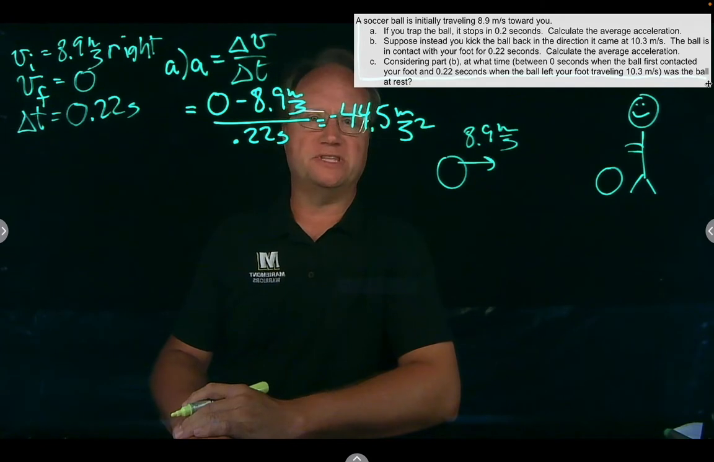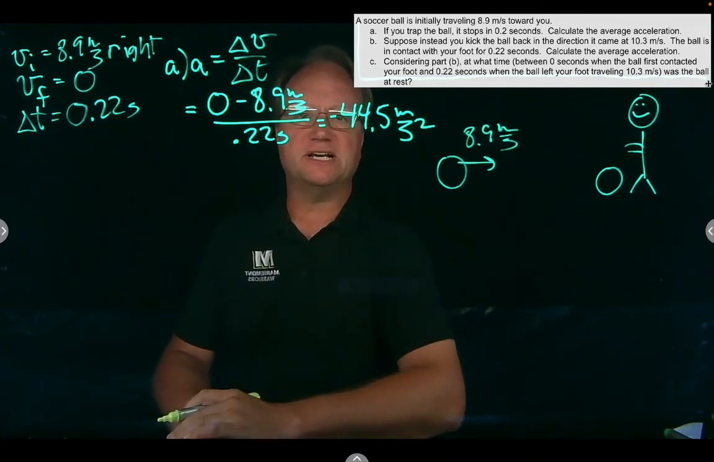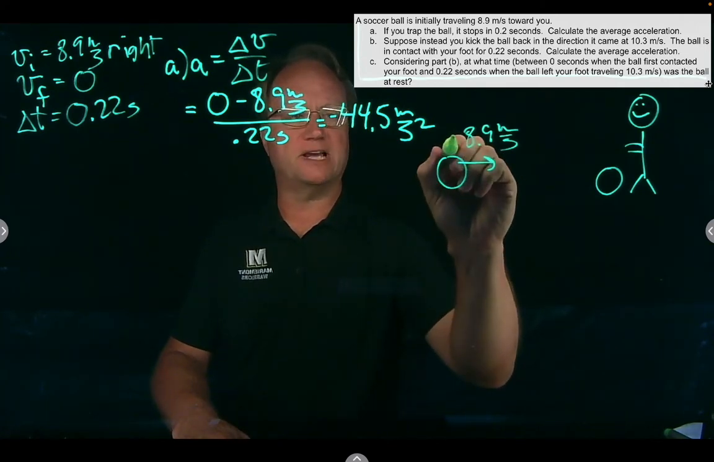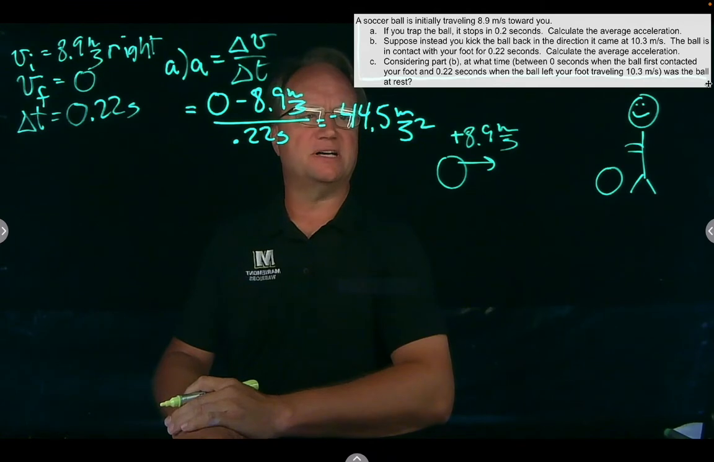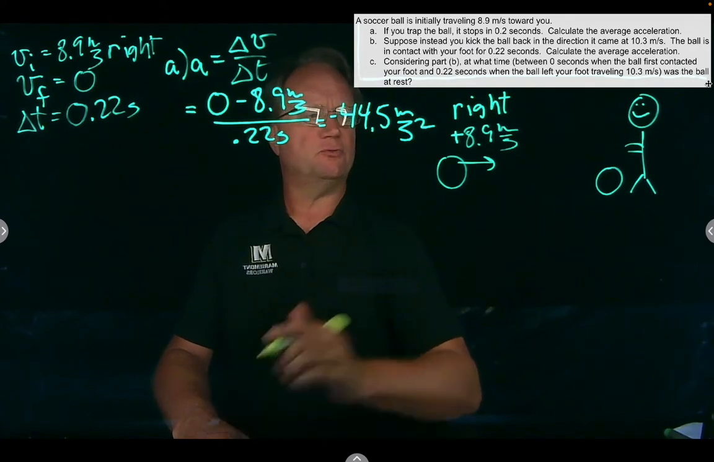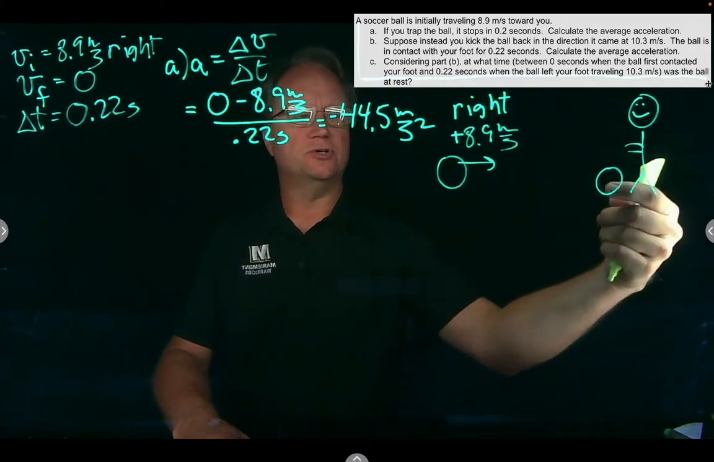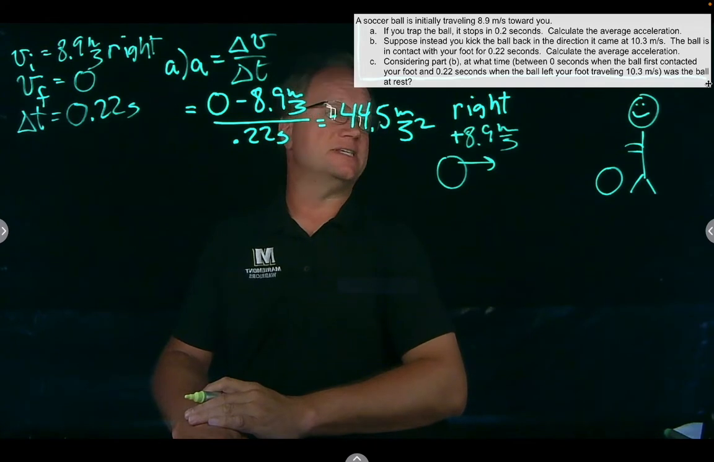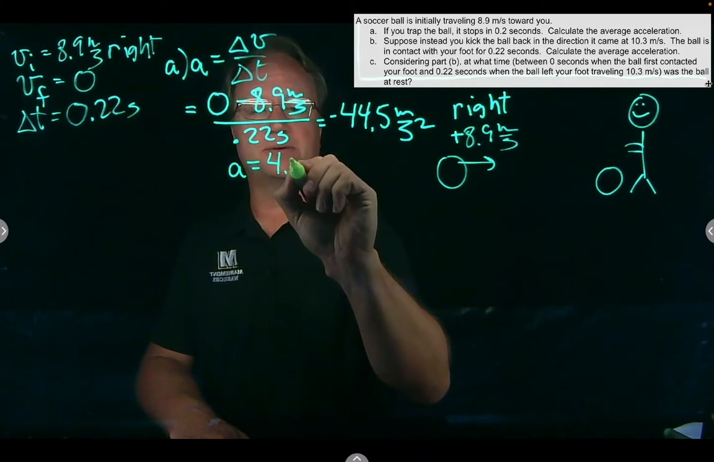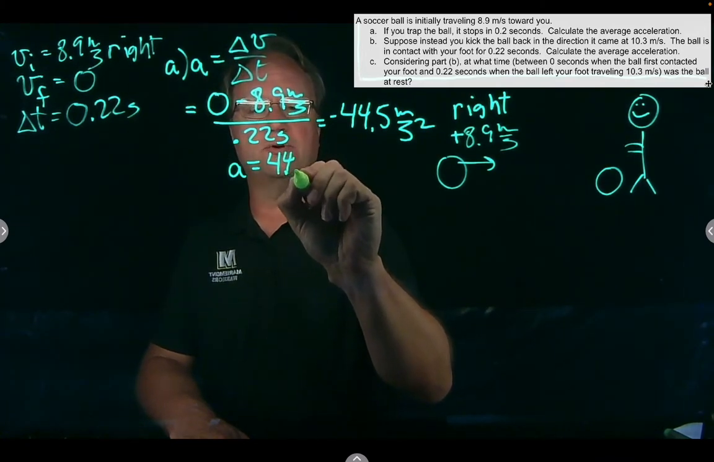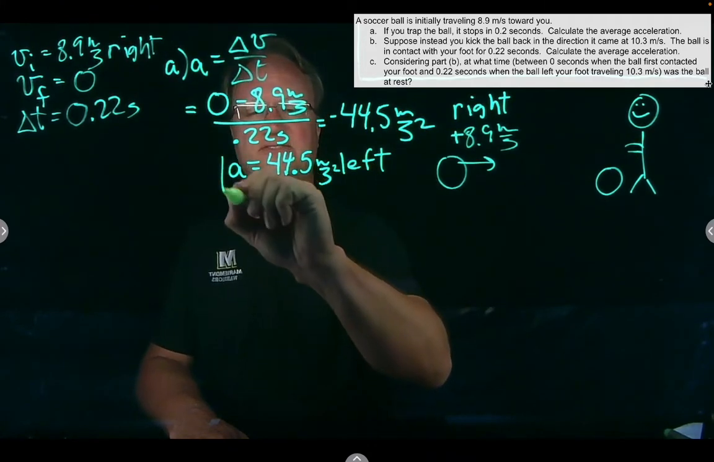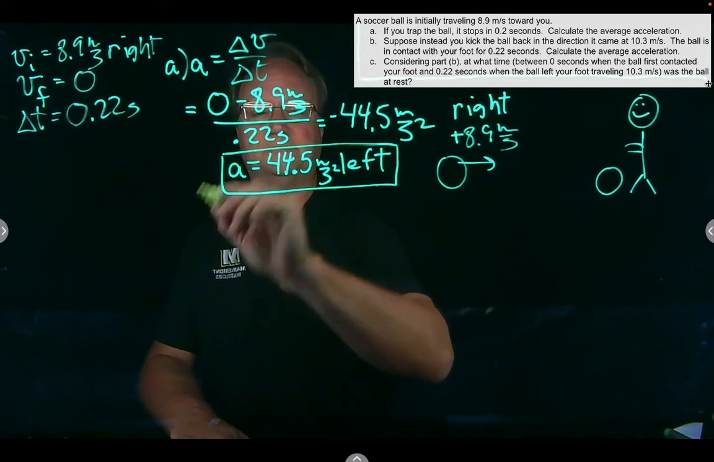Now we have to interpret that negative. Positives and negatives mean different signs. And so when we started out, we had the ball traveling to the right, and we use that value as a positive. So positive values would indicate to the right. If we're stopping the ball, we have to go against the velocity, so the acceleration would be a negative. So that negative means left. So then properly stating our answer, 44.5 meters per second squared to the left would be our acceleration.